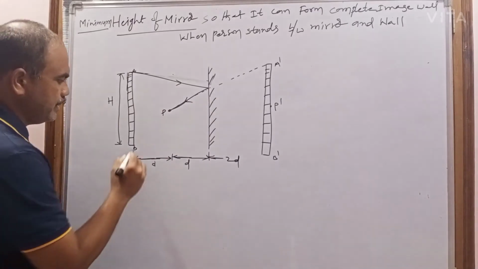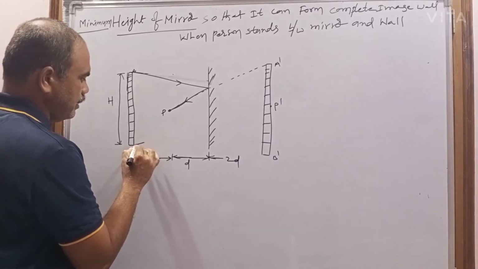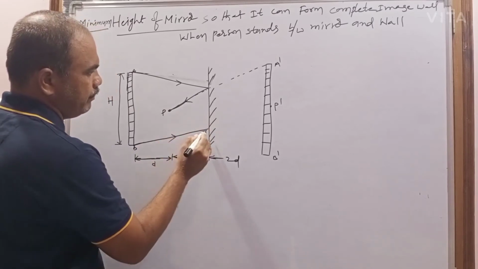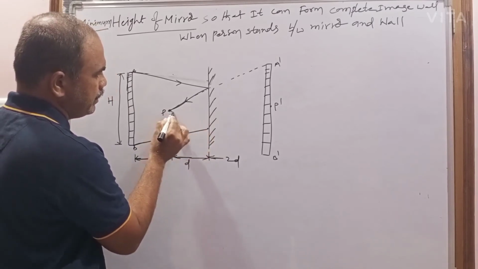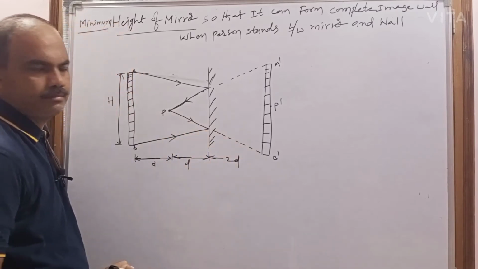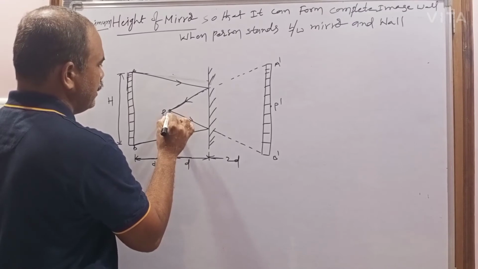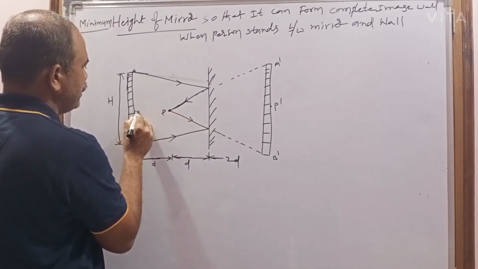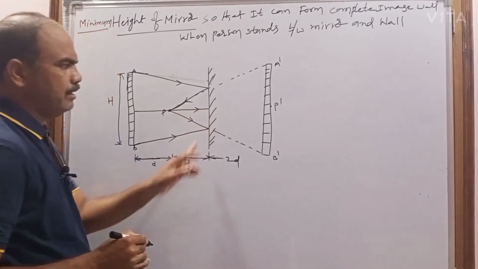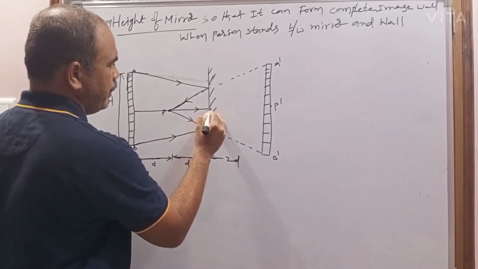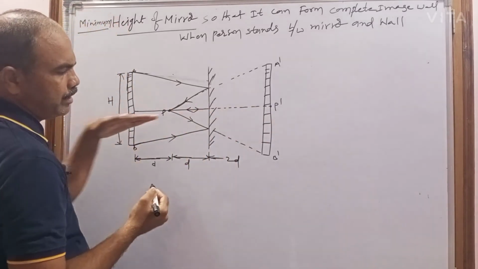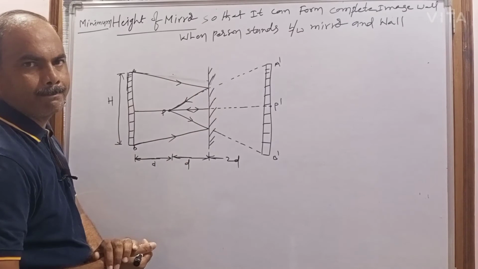Now let us consider another incident ray coming from the bottom of the wall. After incidence here, the reflected ray reaches the person, and again it appears to be coming from the bottom. And let us consider an incident ray coming exactly in the direction of the person. It is incident on the mirror and again appears to come from this point P dash, because it is moving in the direction perpendicular to the mirror.